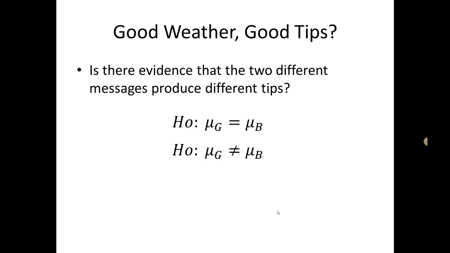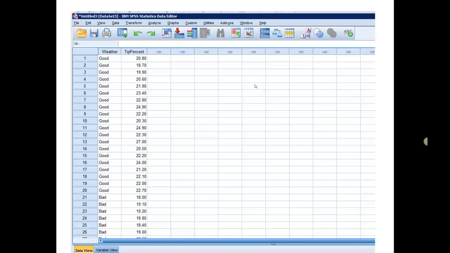So the appropriate hypotheses are going to be null hypothesis, that the two means are equal. So mean for the good message equals the mean for the bad message. And the alternative hypothesis is going to be that they're not equal. And the reason why we know it's not equal to rather than greater than or less than is because of the keyword different up here in the question. So we're interested in seeing if they produce different amounts of tips.